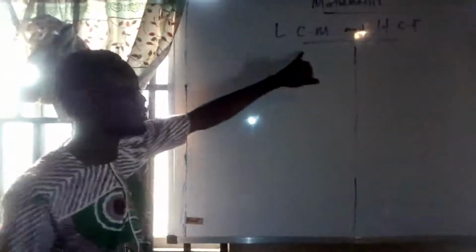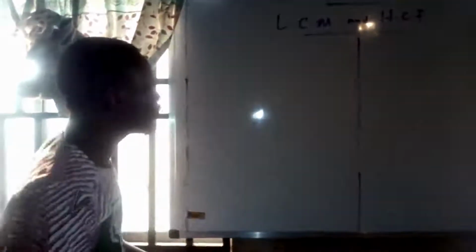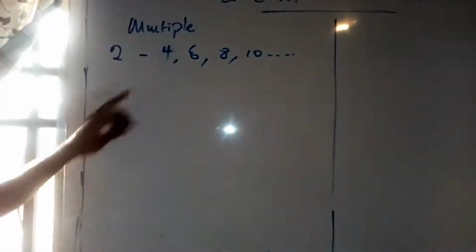Now when we say lowest common multiple, we're talking about the multiples of a number. A multiple of a number is the value gotten when we keep adding a number to itself. Let's say we have 2. The multiples of 2 will be 4, 6, 8, 10, and so on. That's adding 2 to itself.